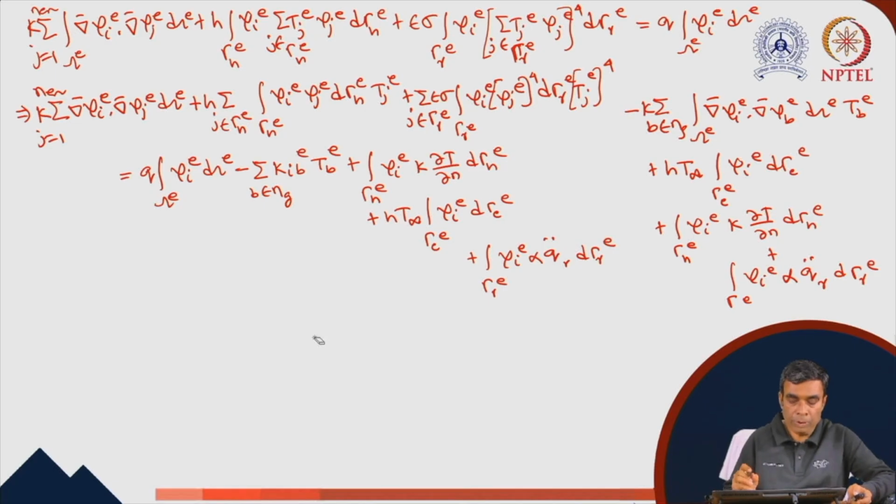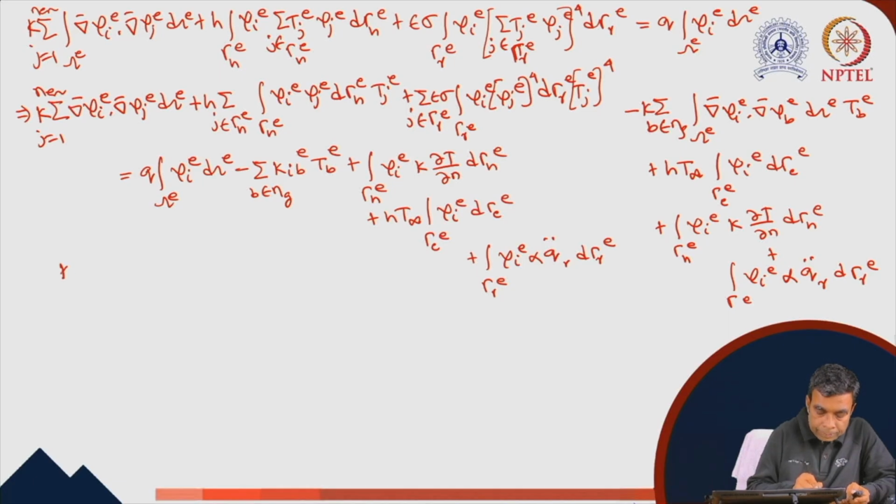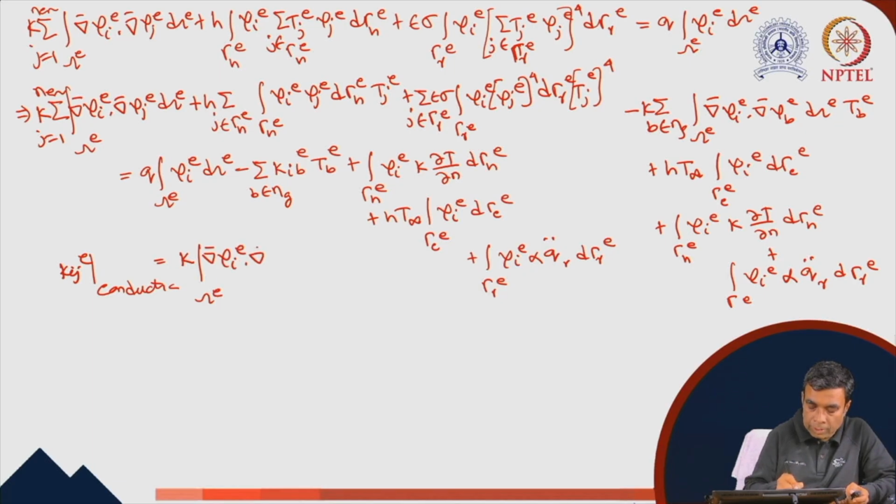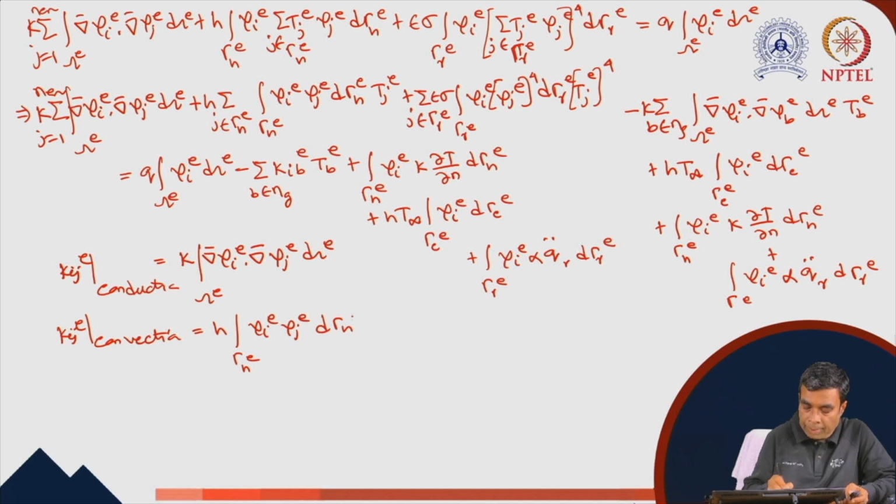Now we introduce certain terminologies. Kije for conduction. This is k into integration over omega e gradient of psi ie dot gradient of psi je d omega e. Kije convection equals h into integration over gamma he of psi ie psi je d gamma he.